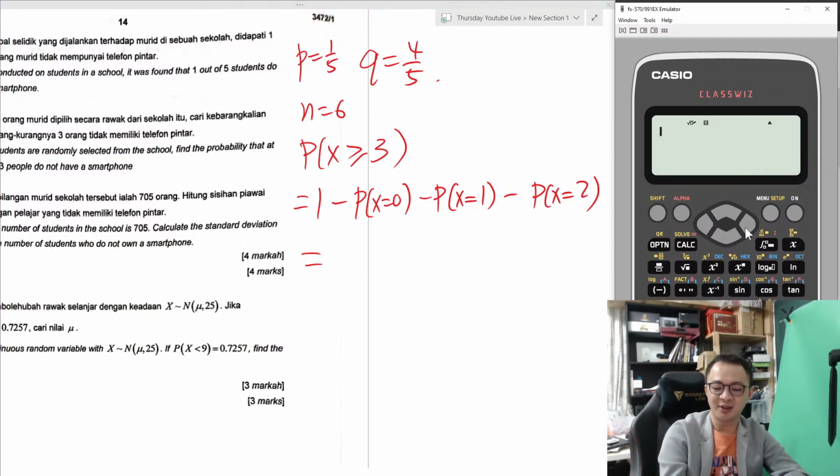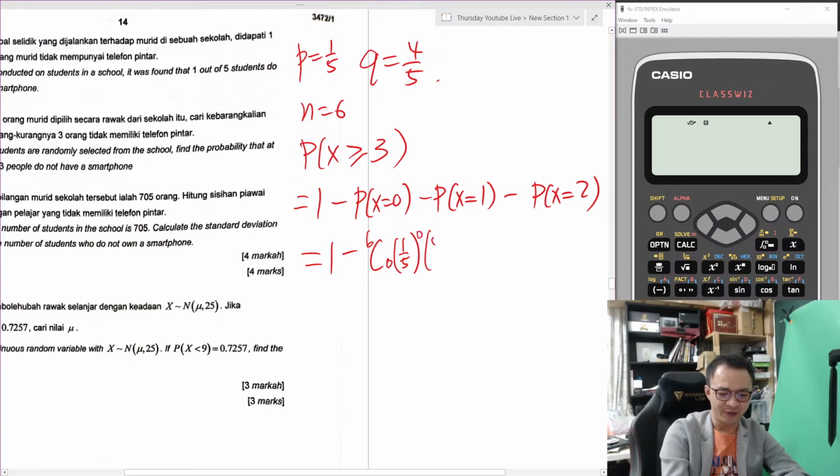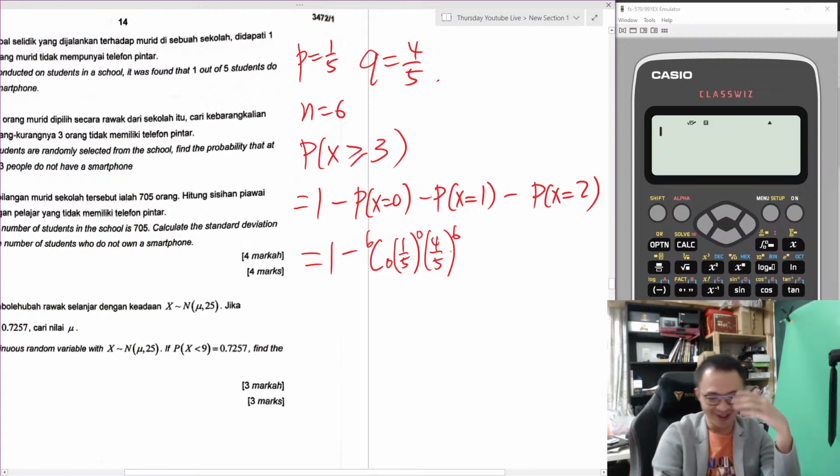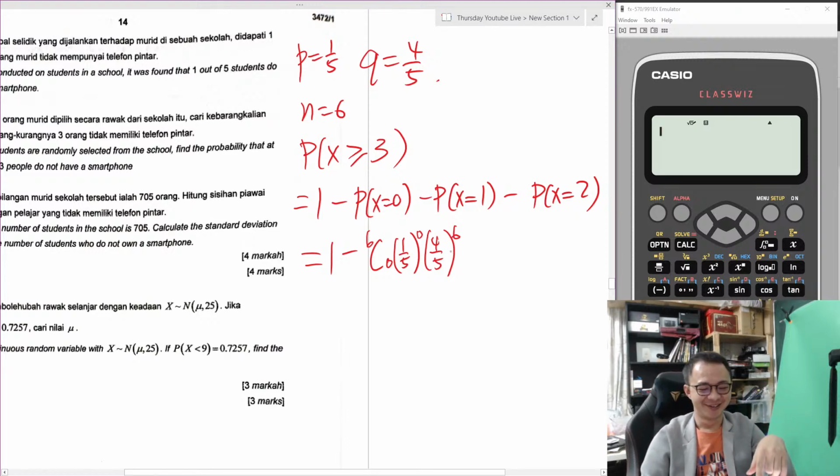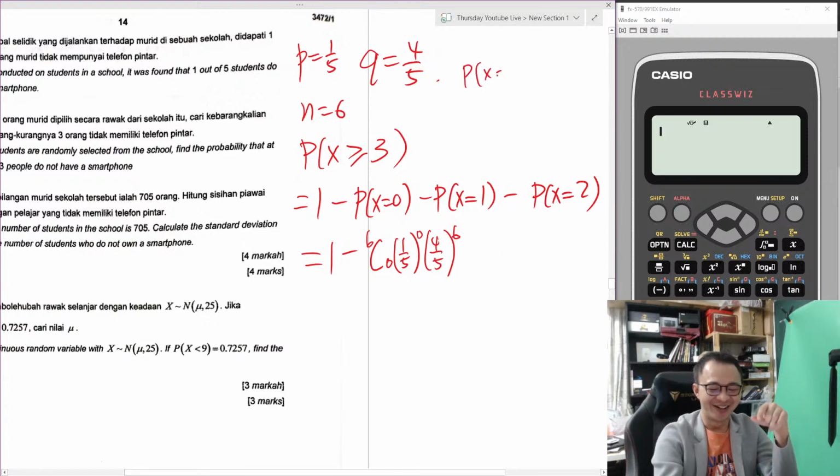Alright, here you can play some cheat. But before you play some cheat, you pretend you write something on the paper, okay? So p is 1 over 5, power of 0, and then 4 over 5, power of... Am I doing it correctly? Because sometimes I confuse it with binomial expansion. nCr p^r q^(n minus r). Yeah, correct.